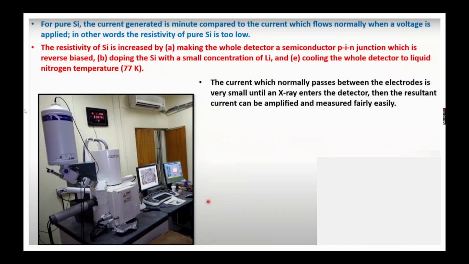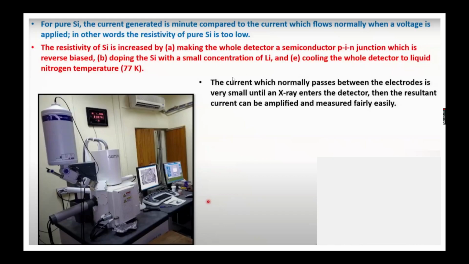So here it is saying in the red statement that the resistivity of silicon is increased by, how many? Three types. Okay, so the first thing is making the whole detector a semiconductor PIN junction, which is reverse biased. By making it reverse biased, we can increase the resistivity. So what is the reverse bias, and how can we make this PN junction?